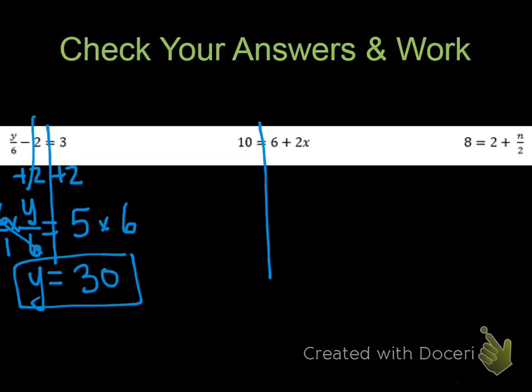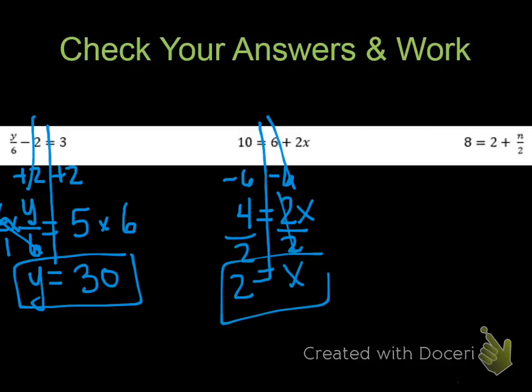Okay, number 5, draw that line. Notice that I have adding and multiplying, so I know I'm going to be subtracting and dividing. So we want to subtract 6 from both sides. I get 4 equals 2x, and we divide by 2, and we get x equal to 2.